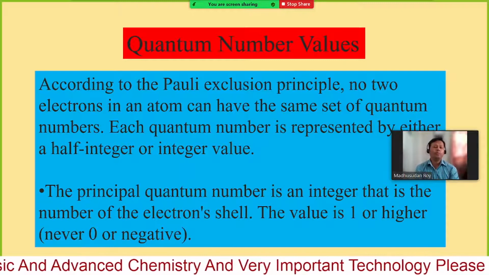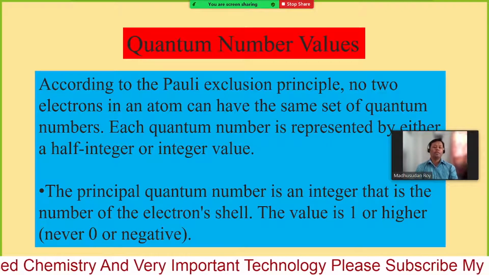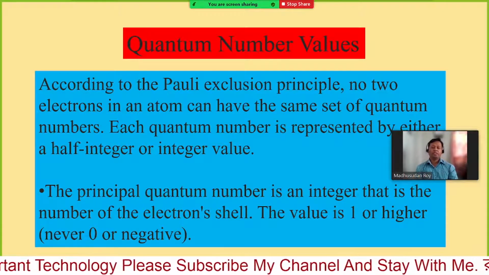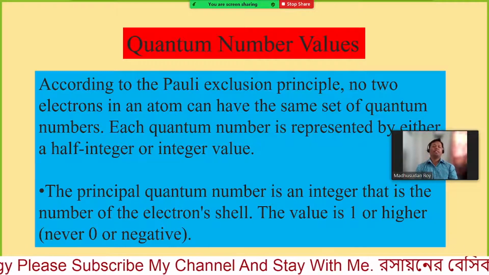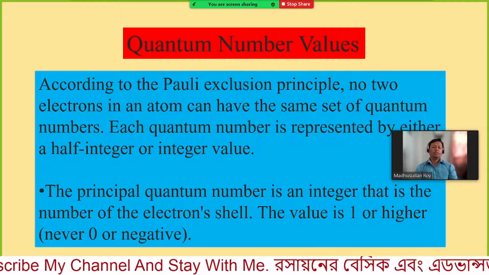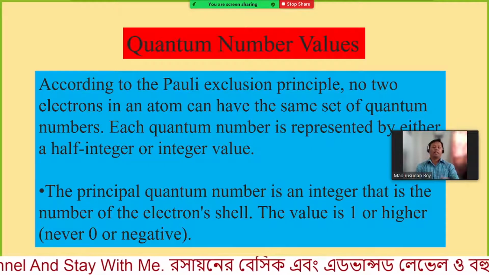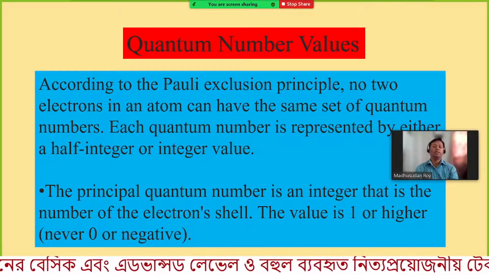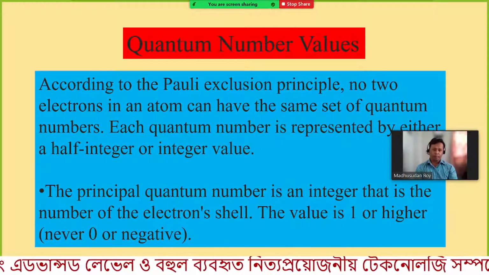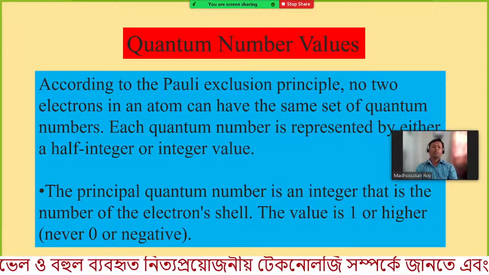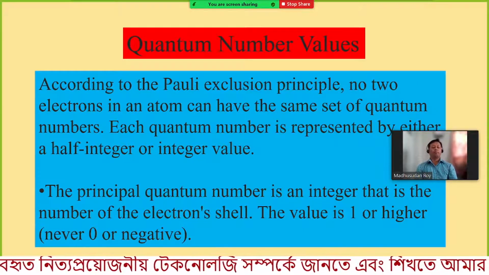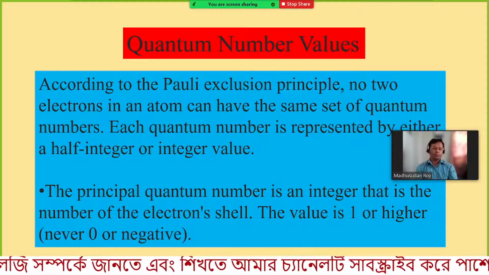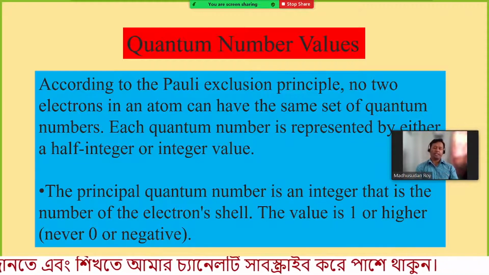It is an integer value, but it cannot be 0, because if the principal quantum number is 0, the electron will not be in the outermost shell, and it will fall into the center of the nucleus. That is not possible. So there is no value 0 for the principal quantum number, and it can have integer values greater than 0: 1, 2, 3, 4, 5, 6, and so on.